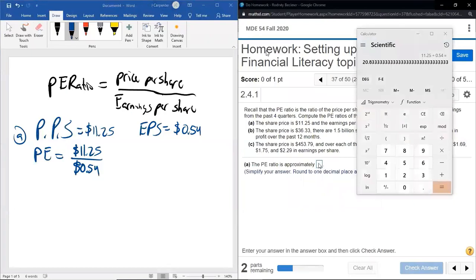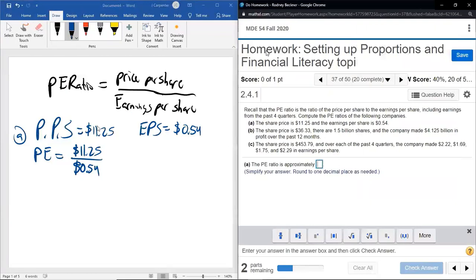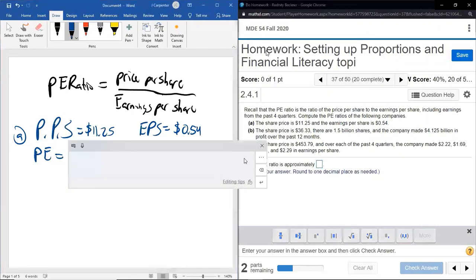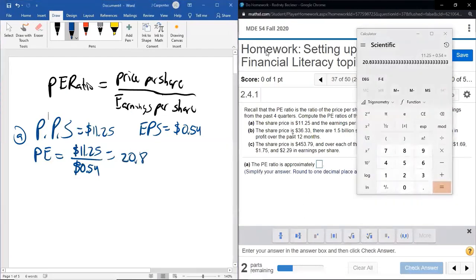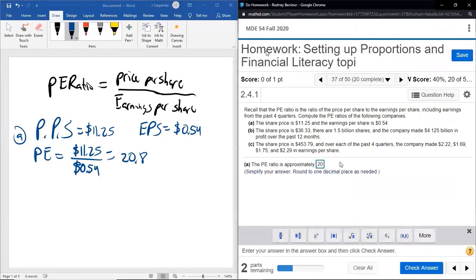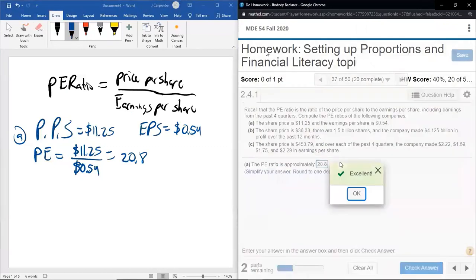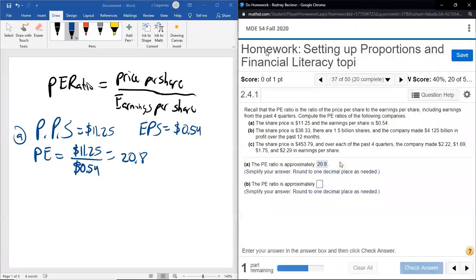All right, so rounding to 1 decimal, that would become 20.8. Now, it's not dollars. What we're going to talk about in chapter 3 is how units cancel when they're on top of each other like that, but you should get your calculator went away. 20.8. It's actually a unitless value. Let's see if that's right. We got it right. 1 down, 2 to go.